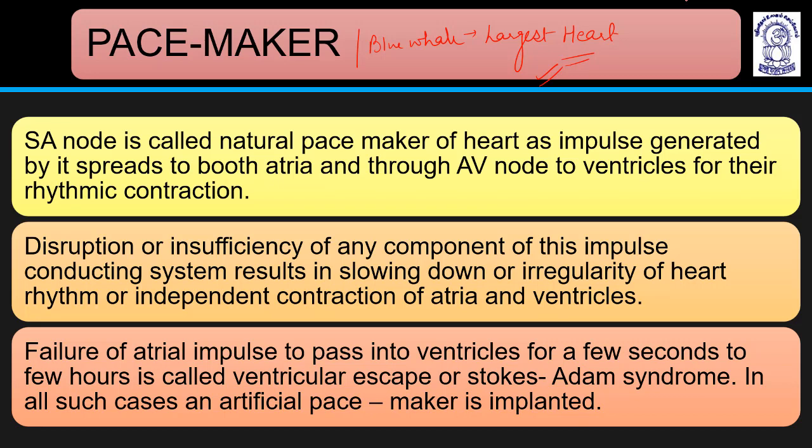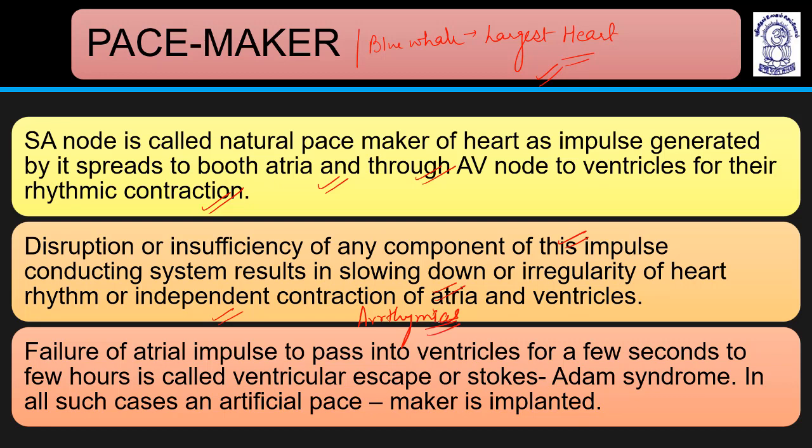Okay. Now, SA node is called the natural pacemaker of the heart, as the impulse generated by it spreads through both the atria and through the AV node to ventricles for their rhythmic contraction. Disruption or insufficiency of any component of this impulse conductance system results in slowing down or irregularity of heart rhythm or independent contraction of atria and ventricles. It is known as what? Arrhythmia, or cardiac arrhythmias.